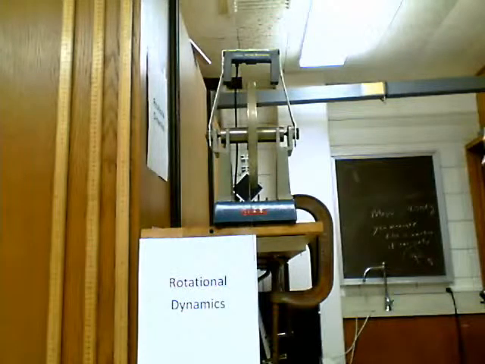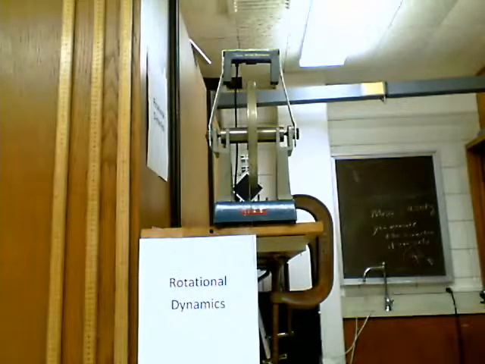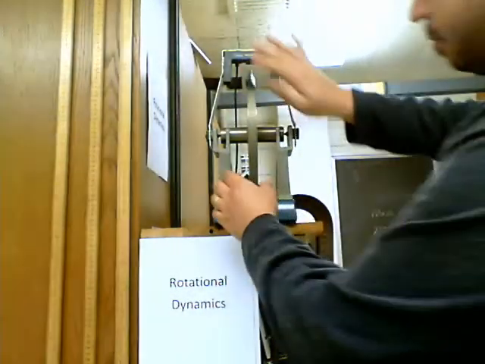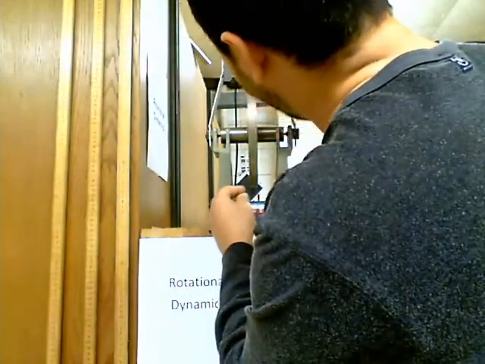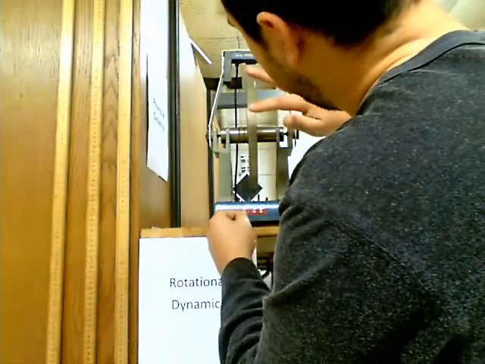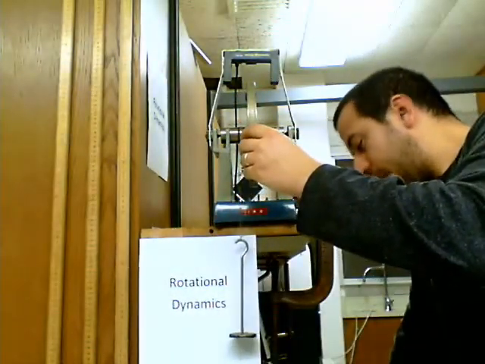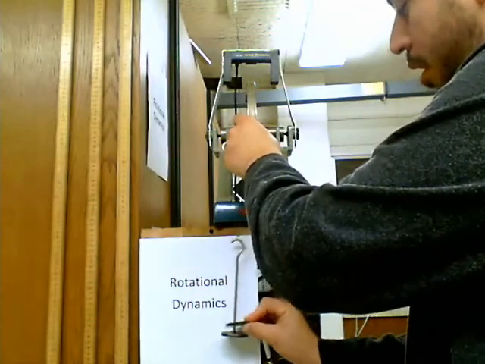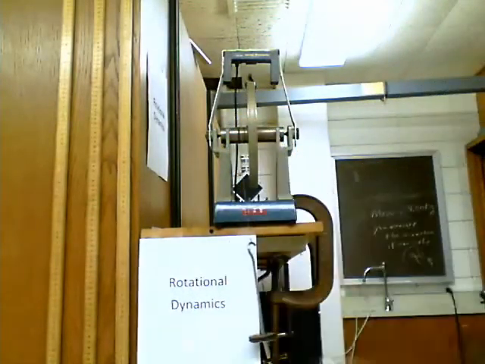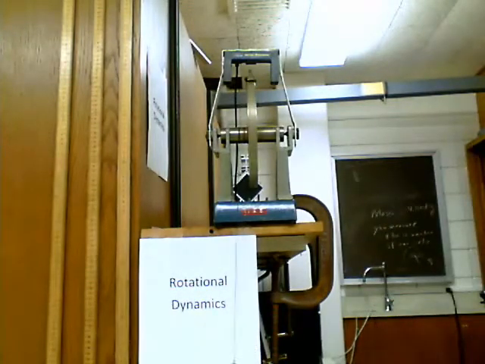Now that we got the disc to be spinning at a nearly constant velocity, the next step is to add more masses. So I'm going to spin this disc back up. Now I'm going to add more mass. Come back over here and hit the collect button again. And the computer will start taking data.